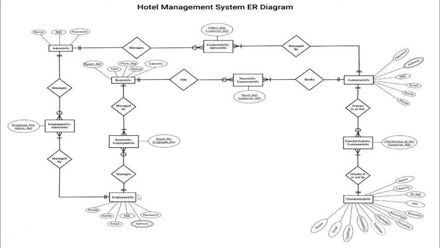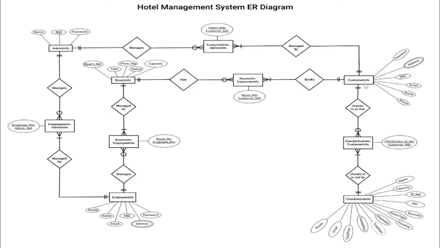Now, in the employee information, the employee manages the room information. There was a many to many relationship, which is simplified into a one to many relationship. So an employee can manage one to many rooms. One room can be managed by one to many employees.